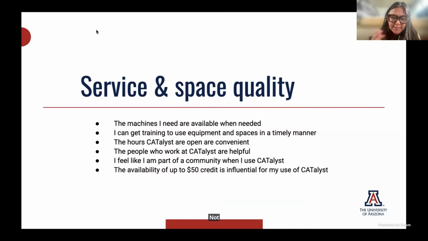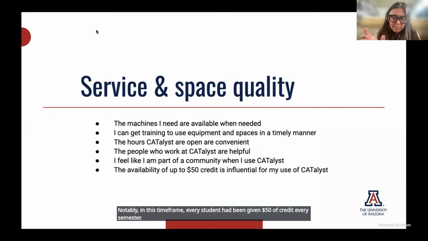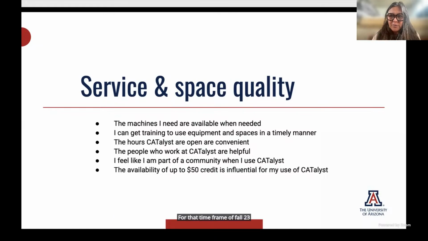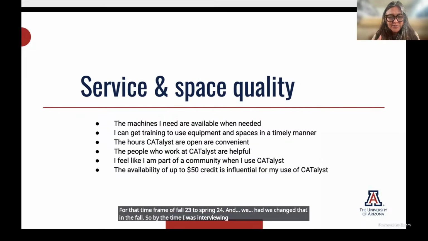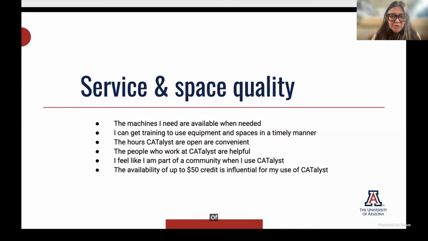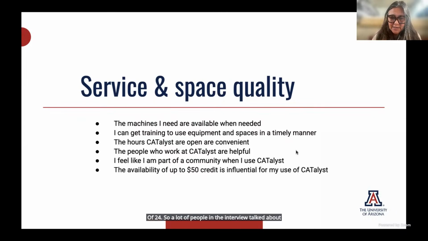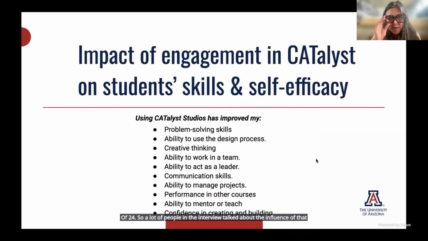Notably, in this time frame, every student had been given $50 of credit every semester for that time frame of fall 23 to spring 24. We changed that in the fall. So by the time I was interviewing people, I had reduced that to a one-time $50 credit. So everyone was reset in the fall of 24. So a lot of people in the interview talked about the influence of that on their making.